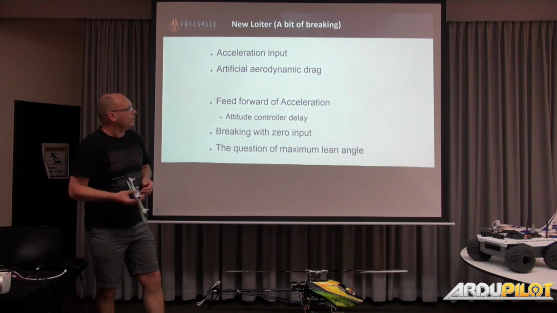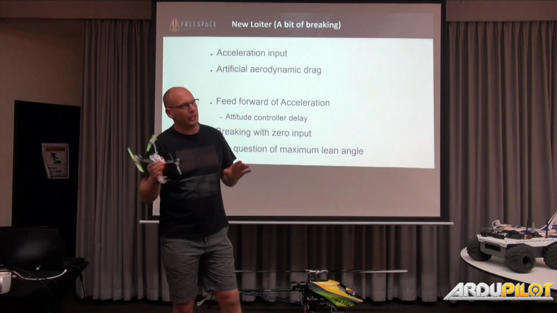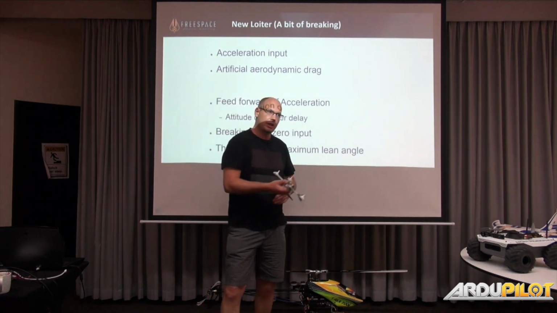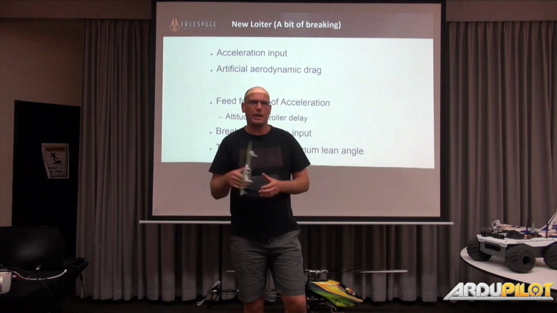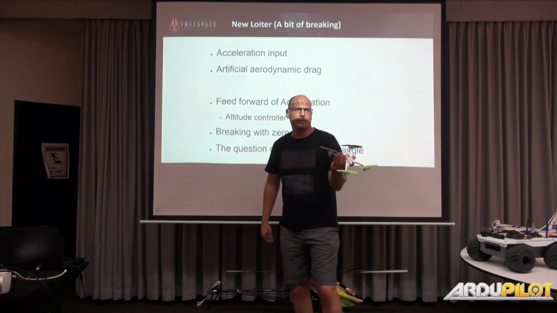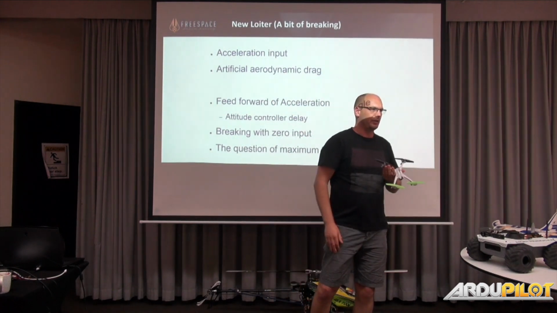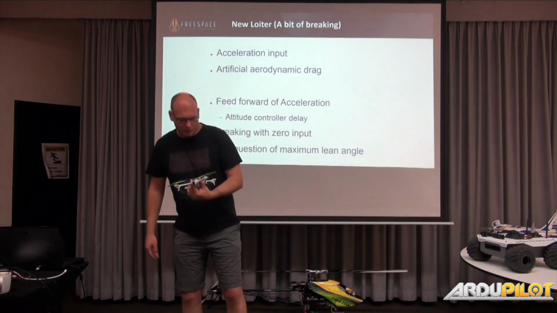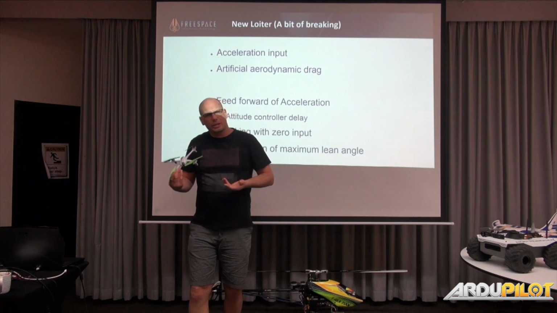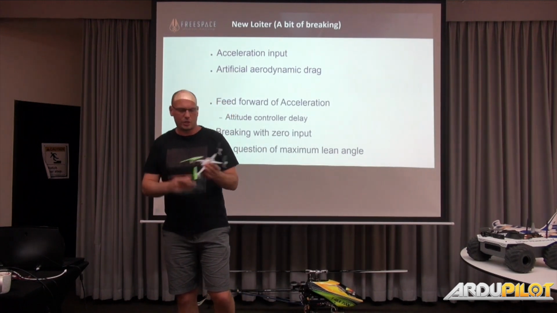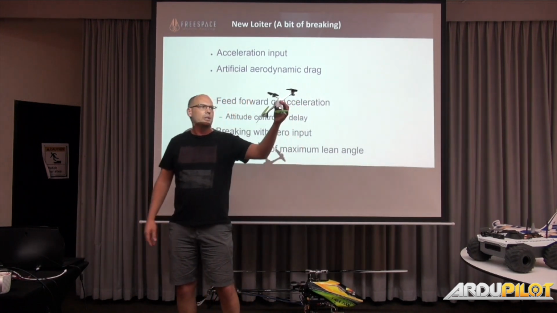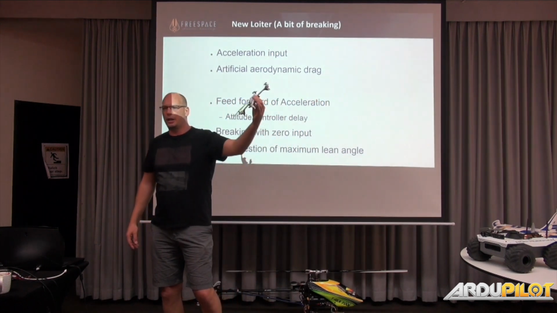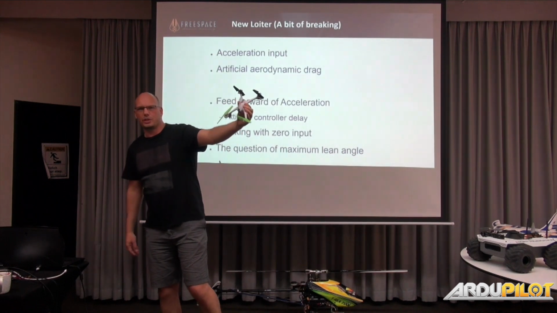Now, the loiter controller is set up as an acceleration input, and that's great. The problem is, you can't just ask for a positive acceleration indefinitely because you get an infinite speed, and we've got this annoying thing called aerodynamic drag. So you've got a maximum velocity, and that velocity is not all that high. So if you accelerate at a certain level, you will get, let's say, 10 meters a second maximum velocity.